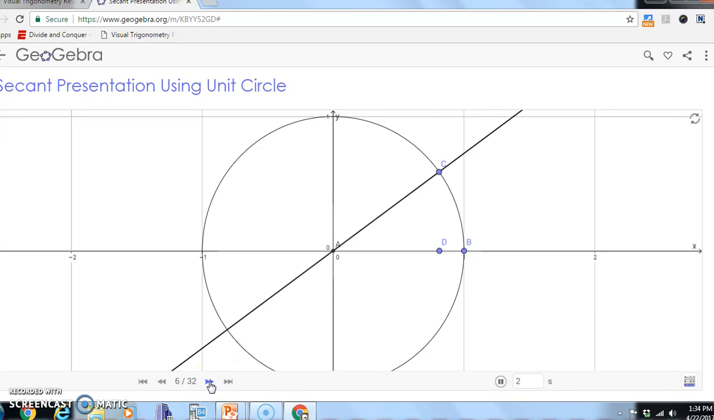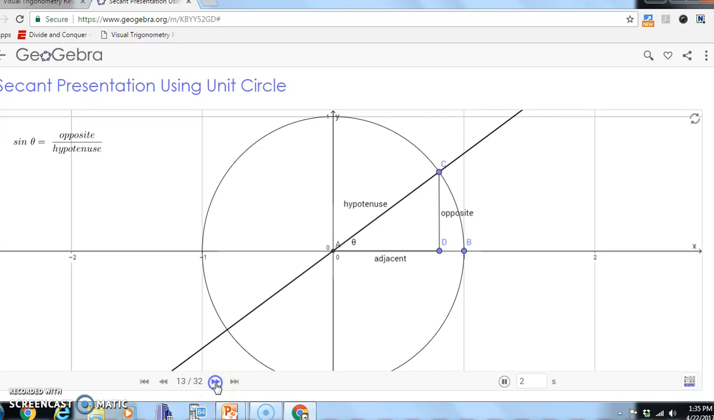I'll place point D on the x-axis, and I can drop a line segment perpendicular to the x-axis from point C to point D. This creates a right triangle, ADC, and we'll put angle theta in here between our secant line and our x-axis. Because we have a right triangle and angle theta located here, we can identify this side as being the hypotenuse. We can identify the side opposite of theta as opposite, and we can identify the side next to theta as adjacent.